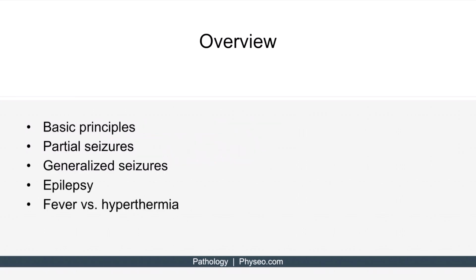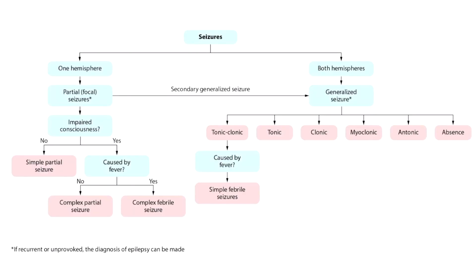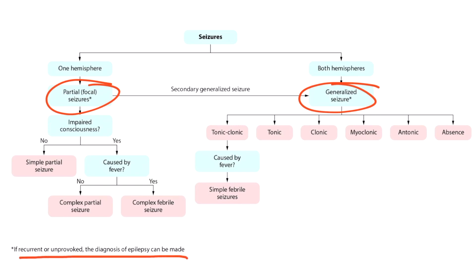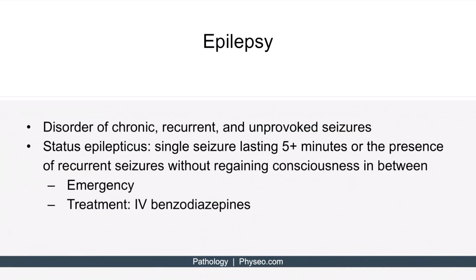All right, now let's talk about epilepsy. From the overview slide, notice the asterisk next to both partial and generalized seizures. If either of these are recurrent or unprovoked, the diagnosis of epilepsy can be made. So epilepsy is a disorder of chronic, recurrent, and unprovoked seizures. Unprovoked seizures refers to seizures that are not caused by identifiable factors, such as lack of sleep, tumors, or trauma.